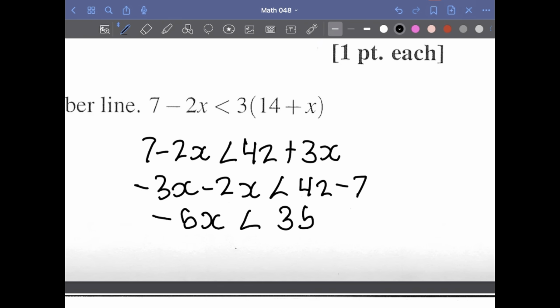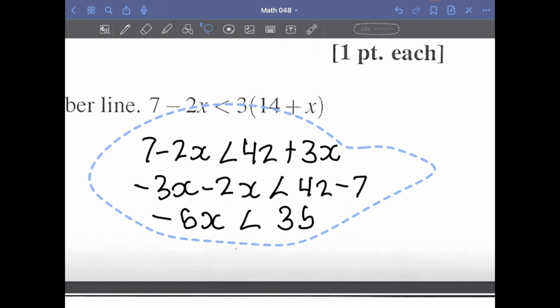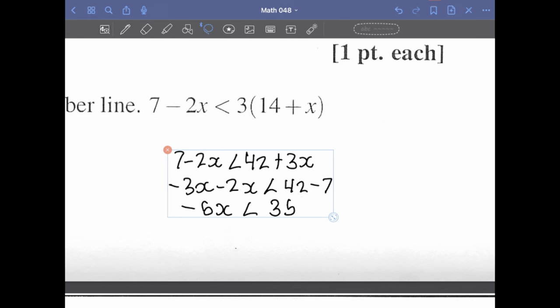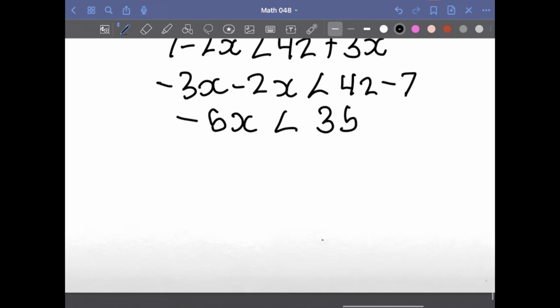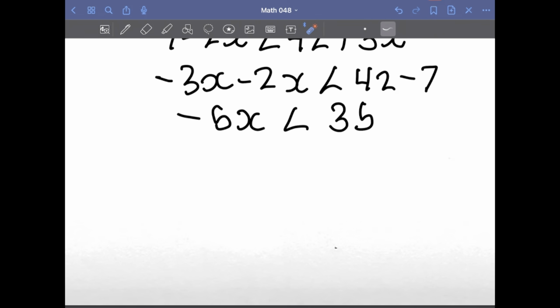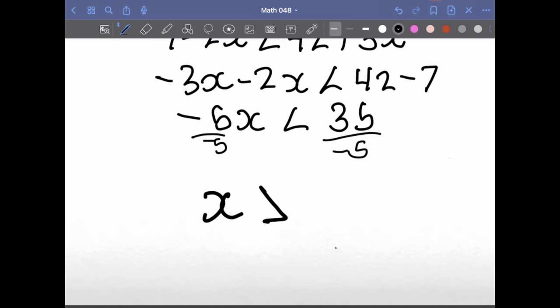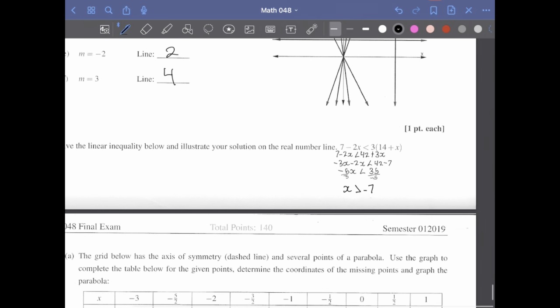Divide both sides by negative 5. When you divide by a negative, the sign flips. So when you divide this by negative 5, the sign flips. So that would be x is greater than 35 divided by negative 5. That's negative 7. x is greater than negative 7.